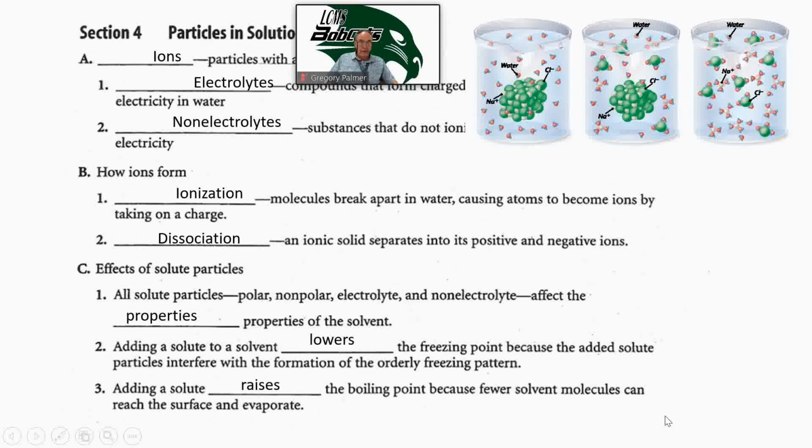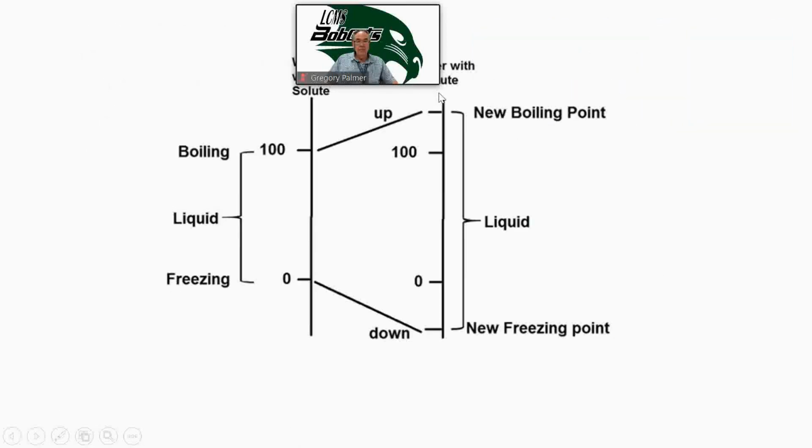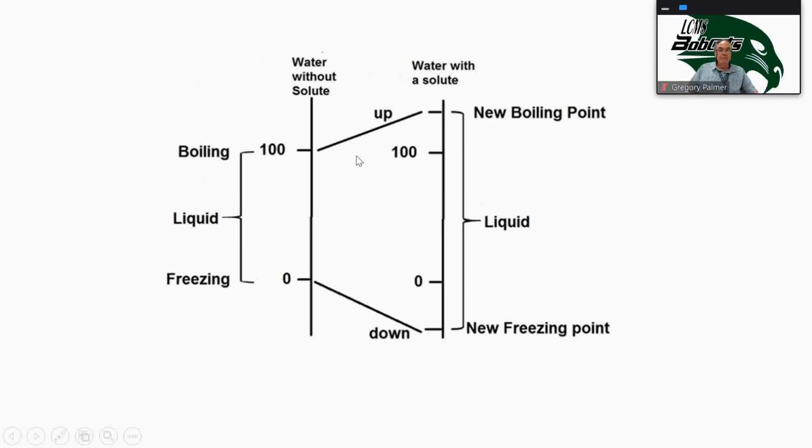Okay? It also raises the boiling point. These water molecules have a harder time breaking loose and turning into a gas because they're attached to these sodium and chlorine ions. So I put a little graph here, okay? And I show water without a solute, regular pure water. The freezing point is 0 and the boiling point is 100. When we add a solute, salt, sugar, radiator fluid, whatever, we put it in with the water. The new boiling point is higher and the freezing point is lower.